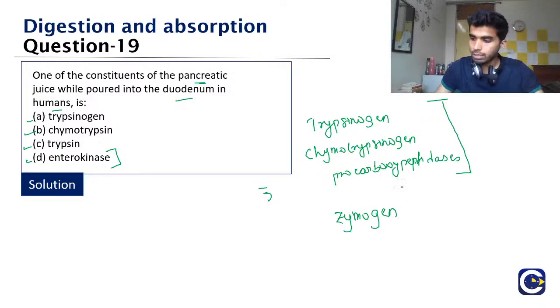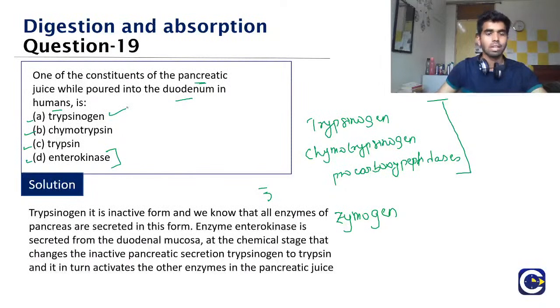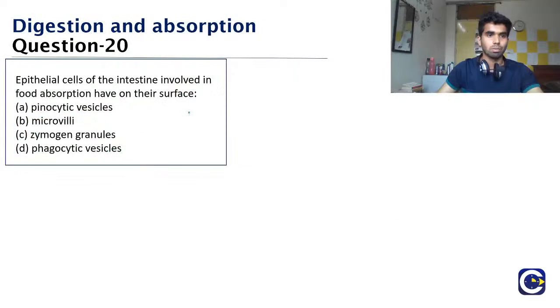So tell me, what will be the answer for this question? Yes, Lake Priya, Trisha, Srividya, Akshaya, Jivita, all of you are correct. It will be option A, that is trypsinogen, and then this trypsinogen will be acted upon by the enterokinase, which is secreted from the duodenal mucosa. I have told you that all the glands are present in the mucosa, and it will convert it into trypsin. So the correct answer is option A, that is trypsinogen.